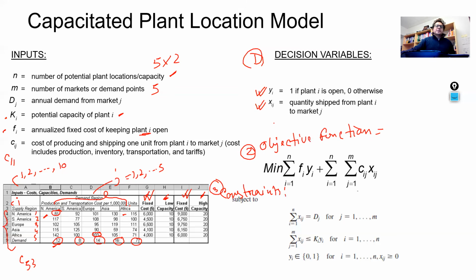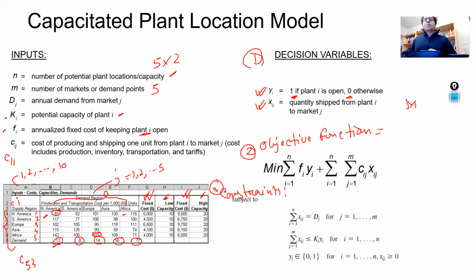Okay, so here we are using yi to define whether our plants are going to be open or closed. And here we see yi can take a value of 1 if the plant is open and 0 otherwise. So we are using a binary variable. Okay, so when we use this binary setup together with the normal linear programming approach, then it becomes mixed integer linear programming.